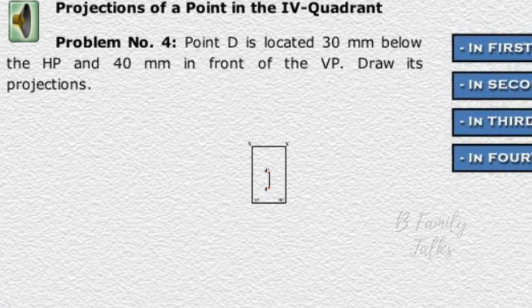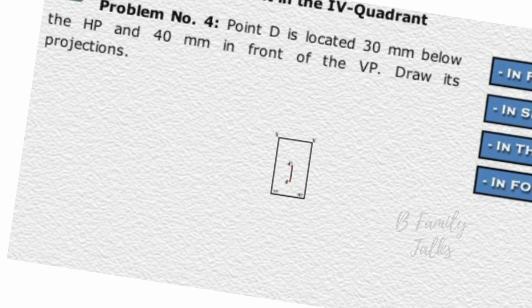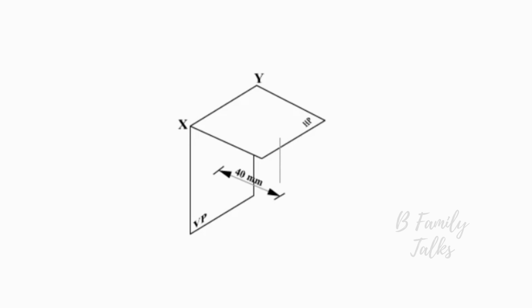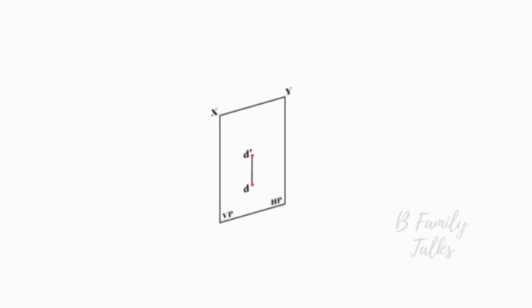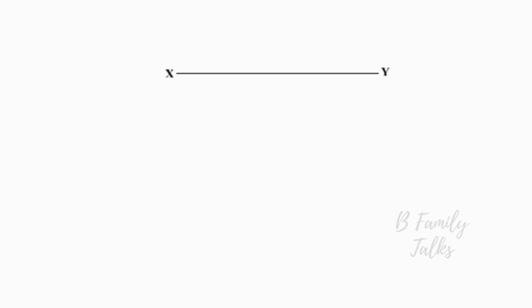Projection of point in the fourth quadrant. Problem number 4. Point D is located 30 millimeters below HP and 40 millimeters in front of the VP. Draw its projections. Draw the reference line XY and name it as VP and HP below the XY line.